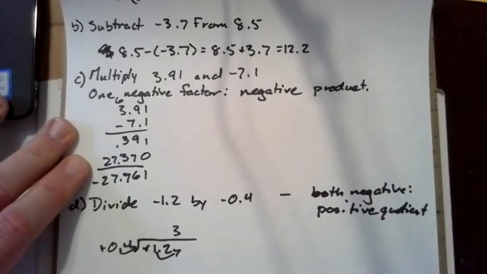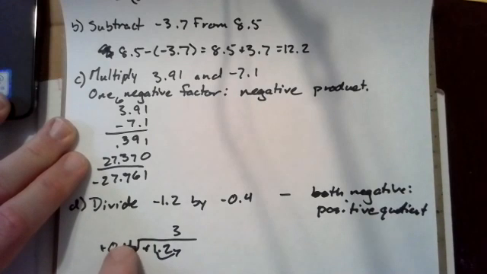They're both negative, so we're going to have a positive quotient. And as we do, we move things one decimal place so that our divisor is a whole number. So this is 12 divided by 4, which is 3.